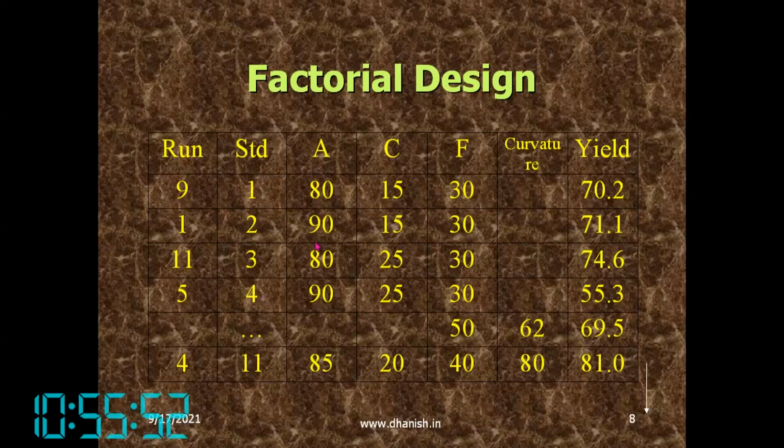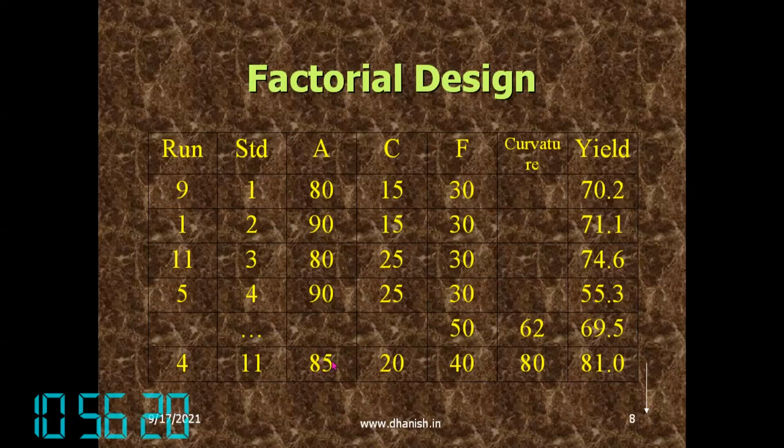So 80, 90, this will be 15, 15, low level. So low, high, low, low, 4 lows. The next will be again 80, 90. This will be high, and this will be again low. Like that, systematically we increase one by one, and we get 8 runs for the full factorial. Then we add certain runs for testing curvature.